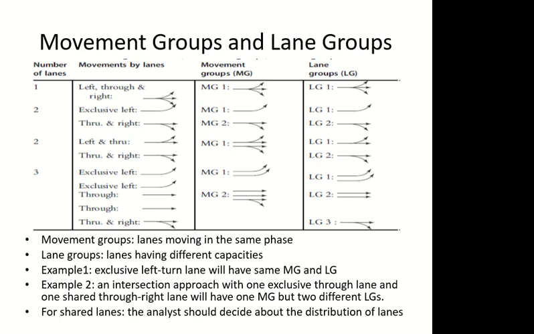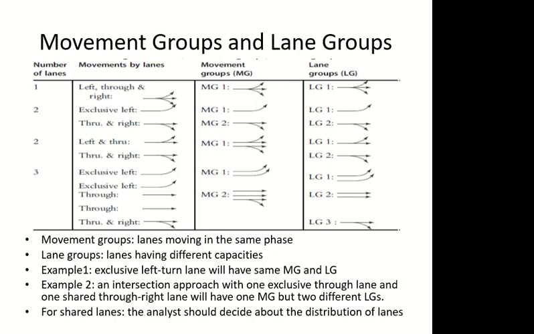Okay, so whenever there are lanes which have a common movement in them, they will be put in one group, and the lanes which have no common movement will be put in separate movement groups. Then we have the lane groups. Lane groups are those lanes which have similar capacity. So not on the basis of movement, but on the basis of capacity.